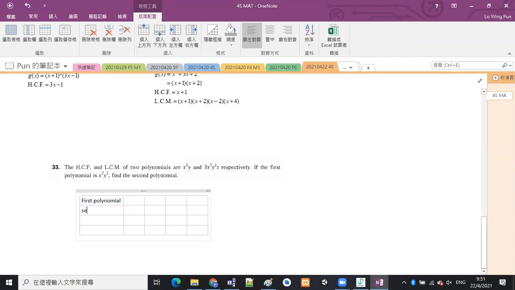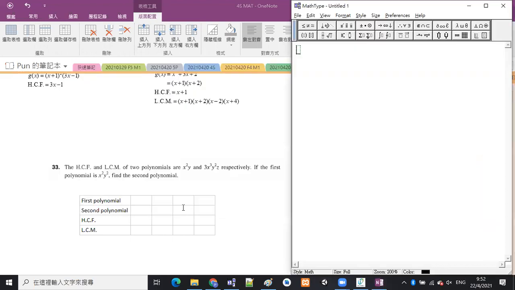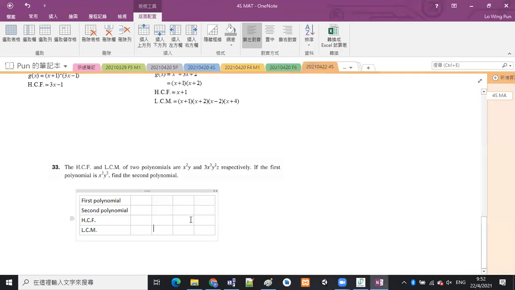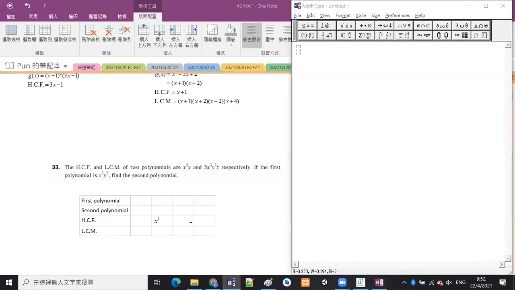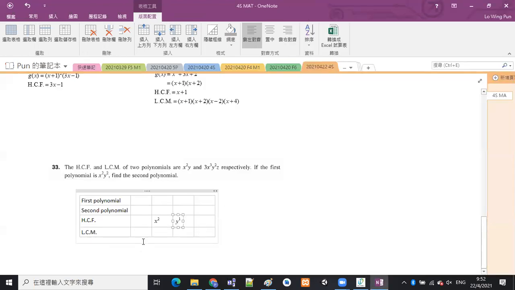First polynomial, we have second polynomial. Okay, and then we have our HCF and we have our LCM. So the HCF is x squared y, so it should be like this: the factor x has power 2, and then the factor y has power 1. Can you get this? This is the HCF.